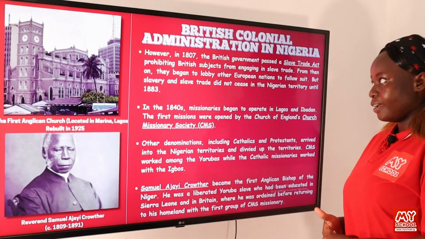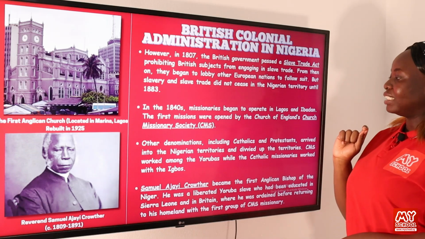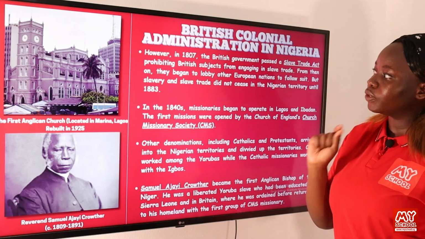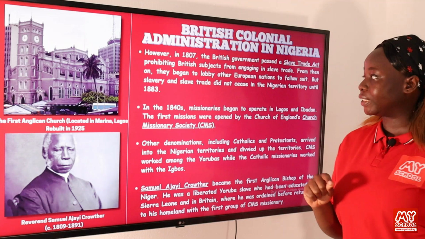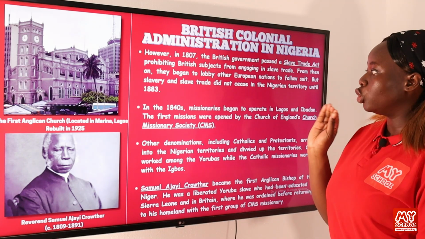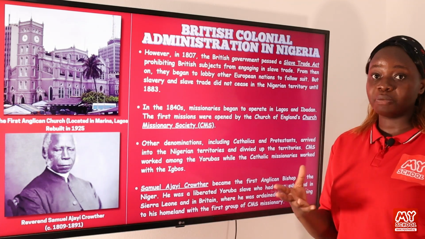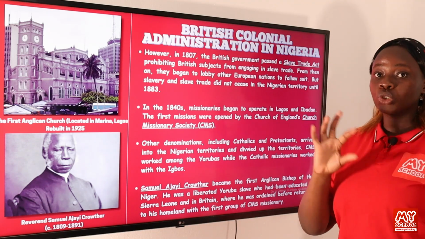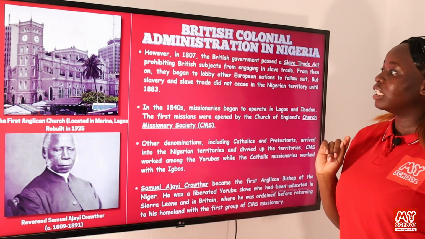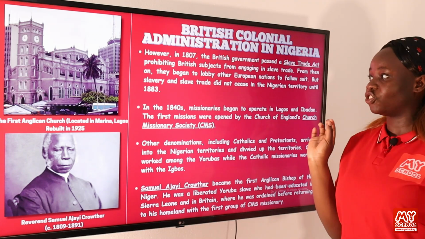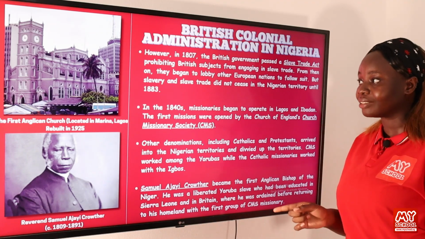However, in 1807, the British government passed a Slave Trade Act which prohibited British subjects from engaging in slave trade. From then on, they began to lobby other European nations, Portugal, Spain, Germany, and the rest of them, to follow suit to abolish slave trade as well. But slavery and slave trade did not cease in the Nigerian territory until 1883.